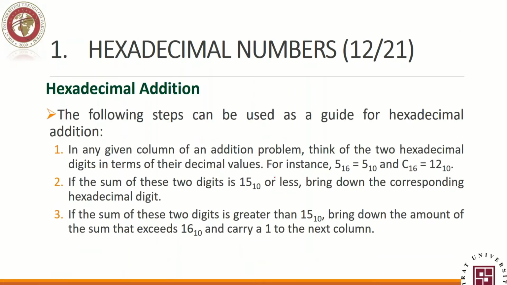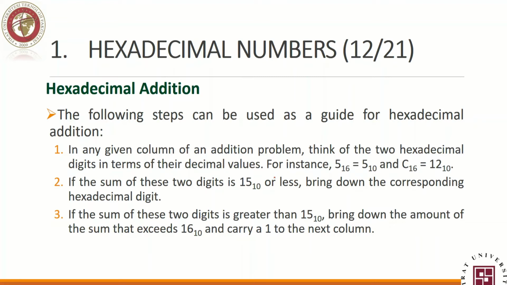Okay, can we add hexadecimal? Yes, we can, but it has some rules, and we must apply them while adding. Now, the basic rule is like this: if we are adding two digits, and the sum of them goes below 15 in decimal or F, okay?